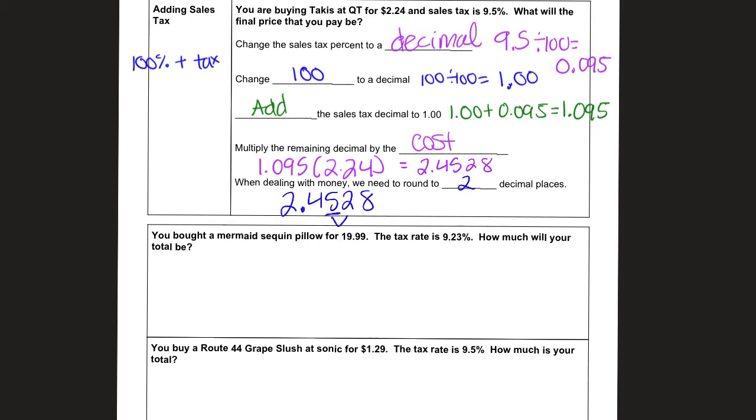So find the second one, look next door, 5 or bigger, add 1 more. Okay, 2 is less than 5, so they go away. Everything else stays the same. So $2.45 is our total.